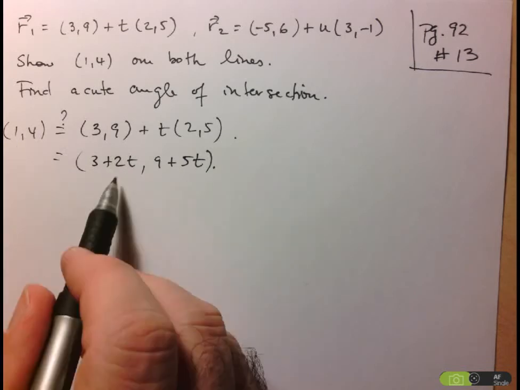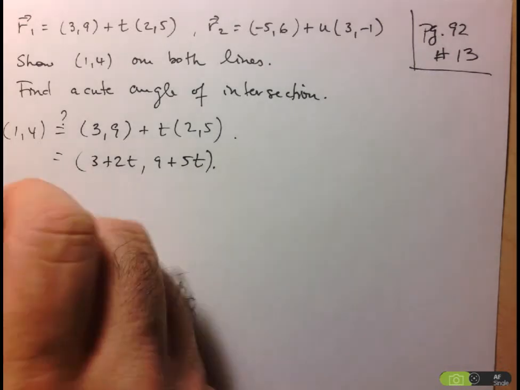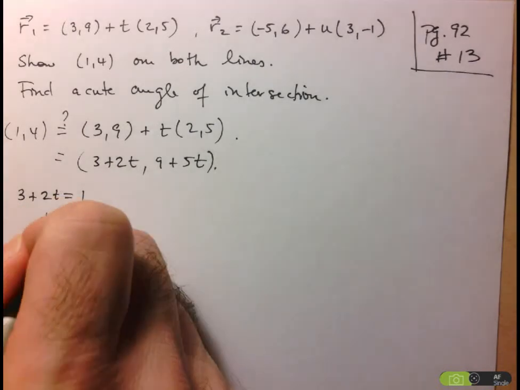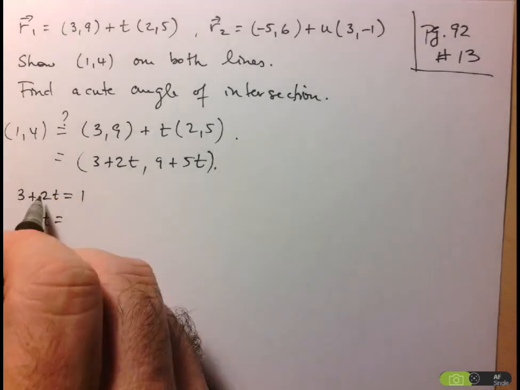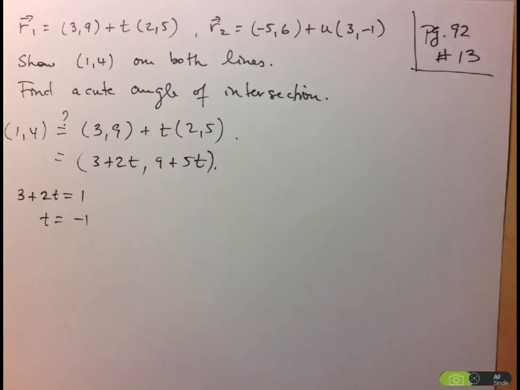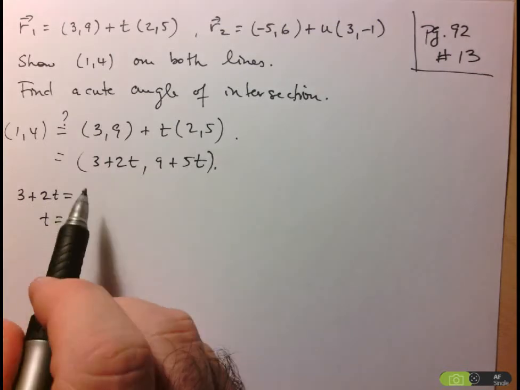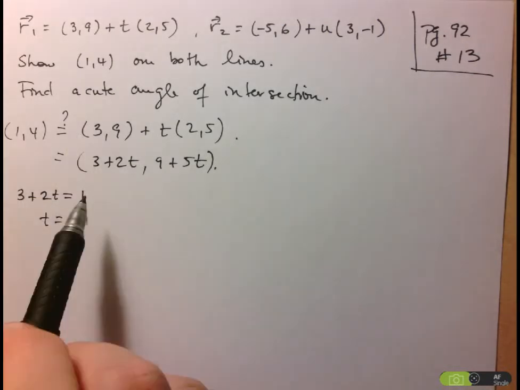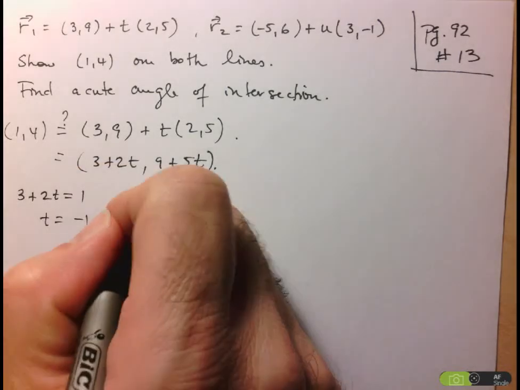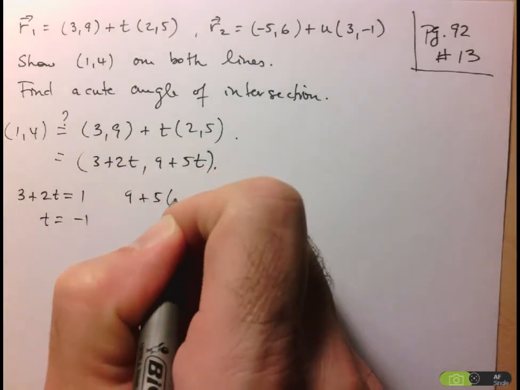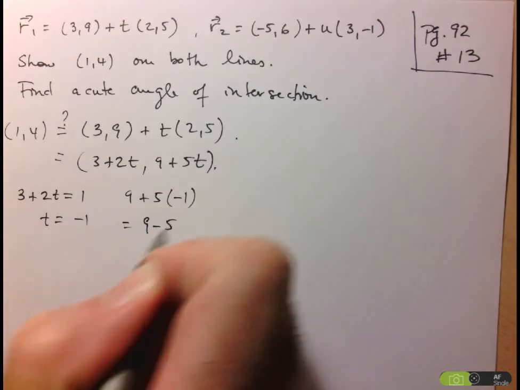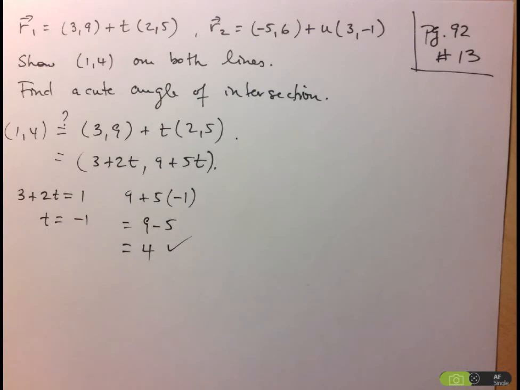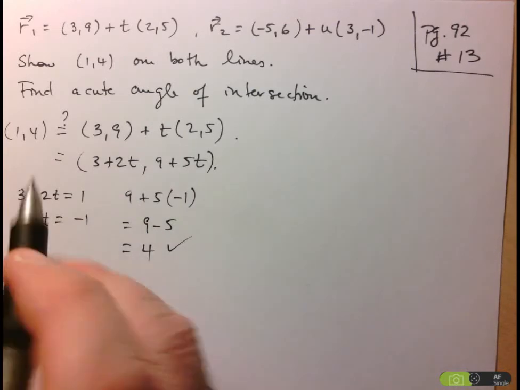Okay, let's figure out what t value will make the x components equal. So we have to solve 3 plus 2t is equal to 1. And if I solve this here, well, 1 minus 3 is negative 2, divided by 2 is negative 1. So t has to be equal to negative 1 in order for the x components to be the same. So let's see if that same t value will make the y components the same. So I'm going to test 9 plus 5t. With t equal to negative 1, 9 minus 5 is equal to 4, which is indeed the y component. So we've shown that (1, 4) is on the first line.